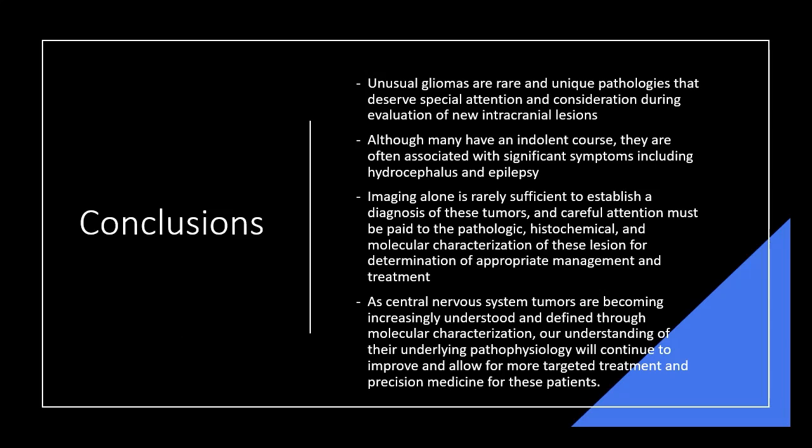Unusual gliomas are rare and unique pathologies that deserve special attention and consideration during evaluation of new intracranial lesions. Although many have an indolent course, they are often associated with significant symptoms, including hydrocephalus and epilepsy. Imaging alone is rarely sufficient to establish a diagnosis of these tumors, and careful attention must be paid to the pathologic, histochemical, and molecular characterization of these lesions for determination of appropriate management and treatment. As central nervous system tumors are becoming increasingly understood and defined through molecular characterization, our understanding of their underlying pathophysiology will continue to improve and allow for more targeted treatment and precision medicine for these patients.